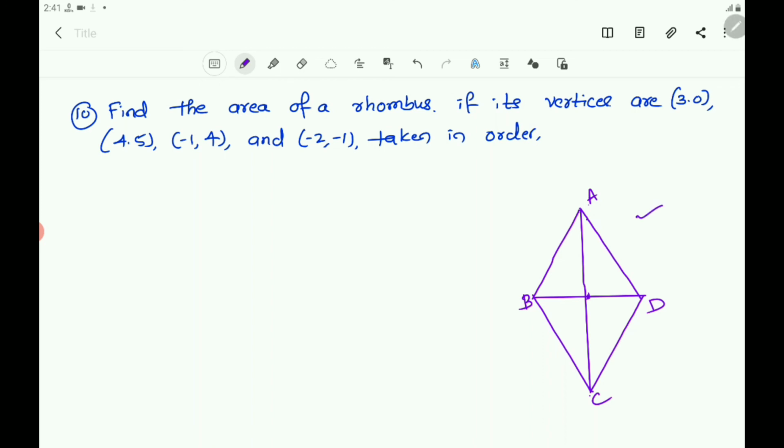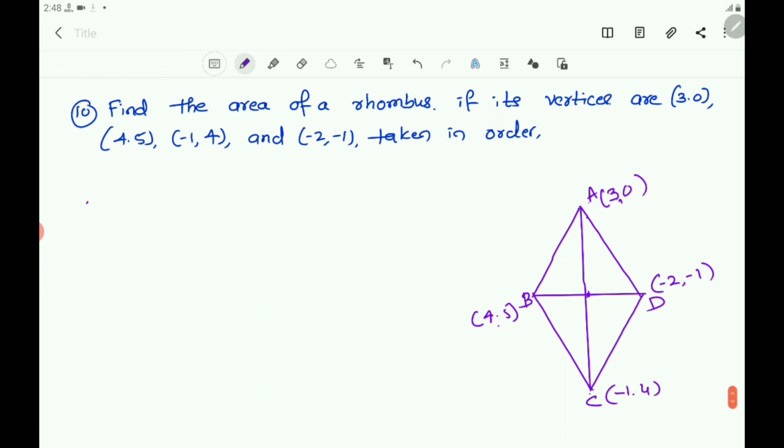Now consider the rhombus ABCD. A is a vertex with coordinates (3, 0), B is a vertex with coordinates (4, 5), C is a point with coordinates (-1, 4) and D is a point with coordinates (-2, -1). Then what do we have to find out here? We have to find the area of the rhombus. You know that the area of the rhombus equals half of the product of the diagonals. That means we have to find the diagonals AC and BD.